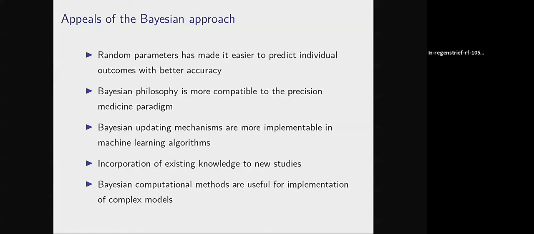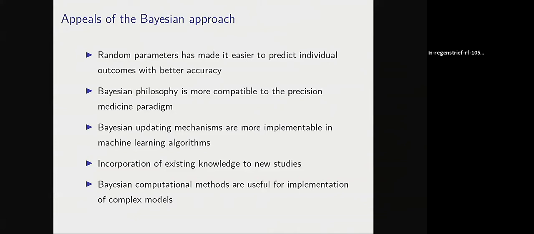So some of the appeals of the Bayesian approach, it's a very large topic, but some few key points that are relevant to my particular research and the software that we're working on. First of all, we can assign random parameters all the way down to the individual level. And this helps with more accurate predictions down at that level rather than relying on predictions at the population at large. And this approach ties nicely into the precision medicine paradigm, which is interested in identifying the optimal treatment for a particular patient rather than just a cohort or a group of patients. So what's the right treatment for Mr. Smith, for example?